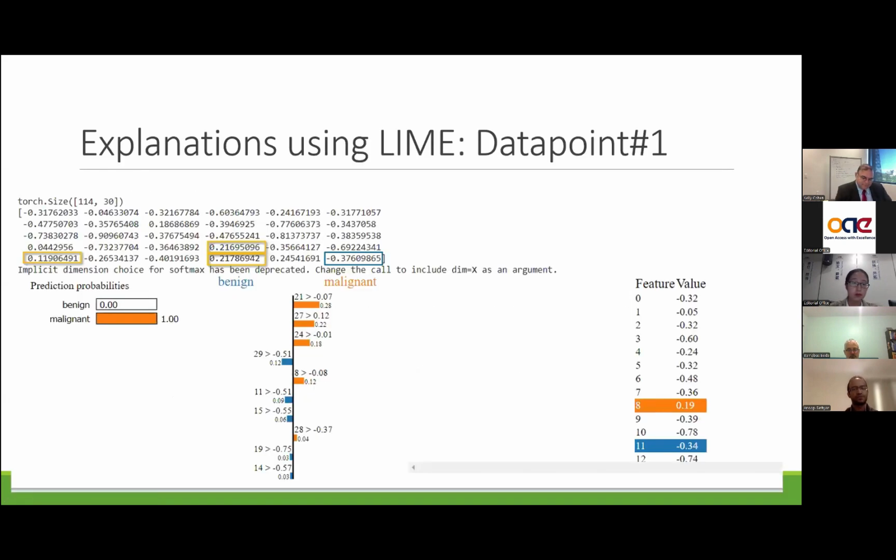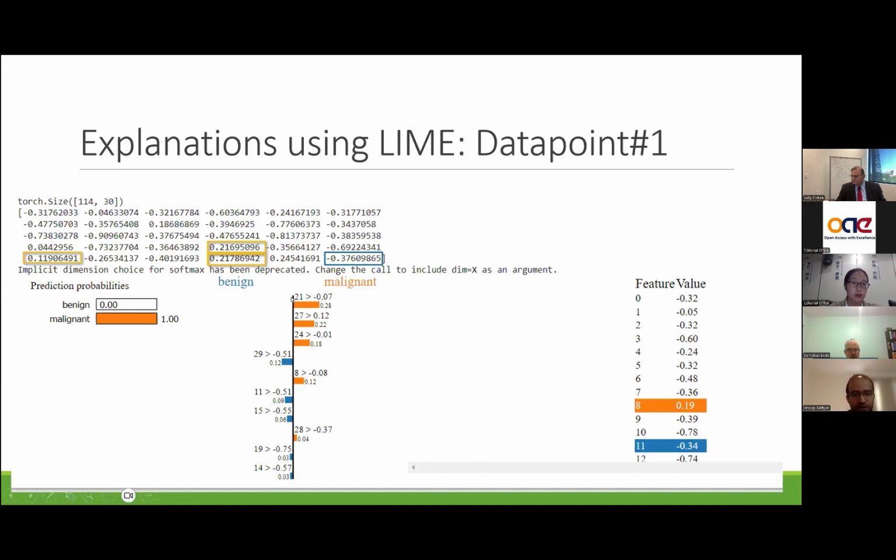So I'll show you three cases from the test data. So here is one of the data points. This is the feature vector with the 30 values. And you can see this plot. Essentially, this is the outcome from the LIME analysis. And in this case, this is classified as malignant. This is correctly classified as malignant by the neural network.